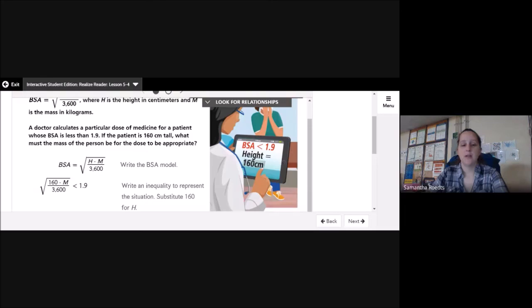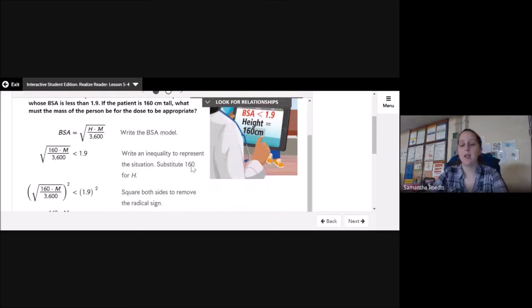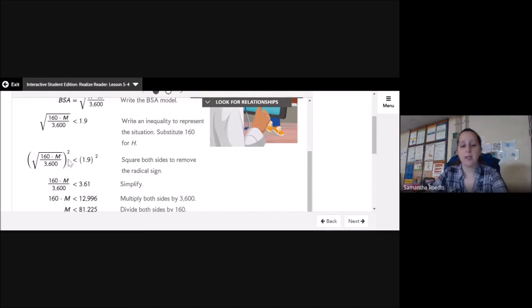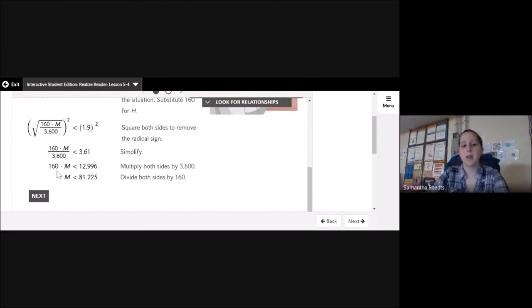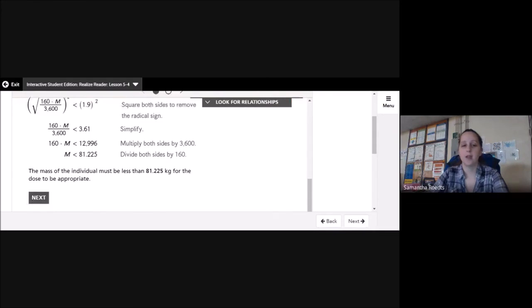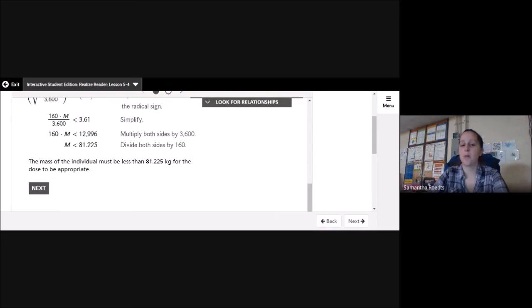So I substitute in the information that I have. The square root of 160 times m over 3,600 is less than 1.9. Write an inequality to represent the situation. I substitute 160 for h. I square both sides to get 160 times m over 3,600 is less than 3.61. Then I multiply both sides by 3,600 and then divide by 160. So m is less than 81.225. So the mass of the individual must be less than 81.225 kilograms for the dose to be appropriate.